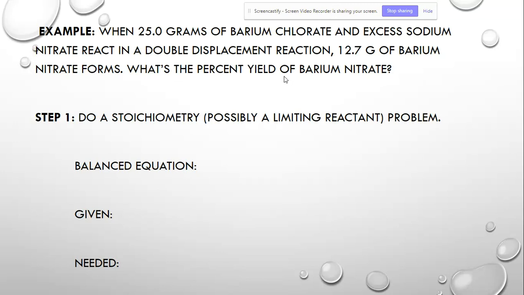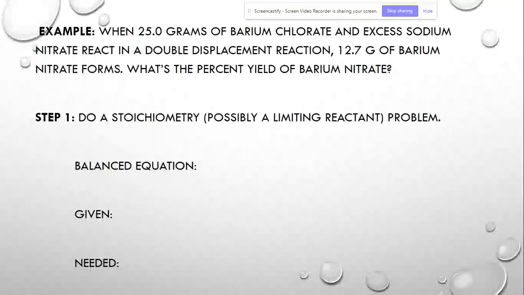So you have 25 grams of barium chlorate and excess sodium nitrate in a double displacement reaction. You get 12.7 grams of barium nitrate formed. So this is what you get in the lab. All right, what's the percent yield? The question is, what should we have gotten?